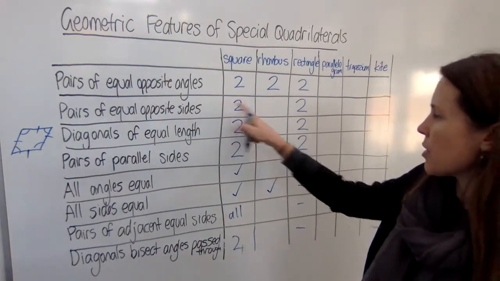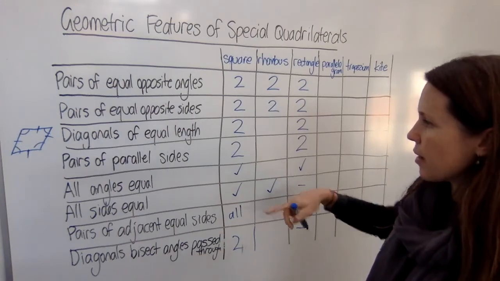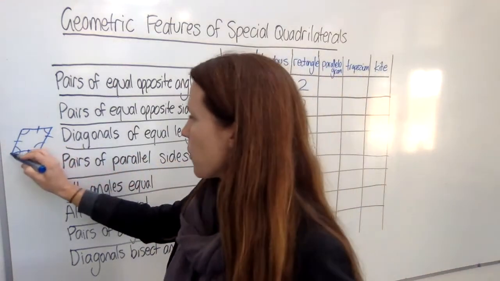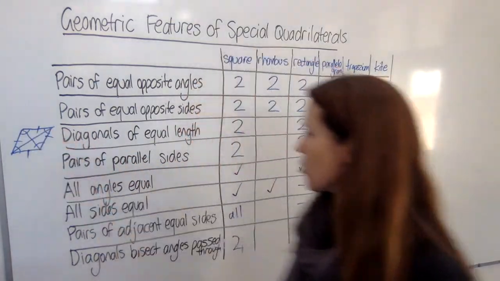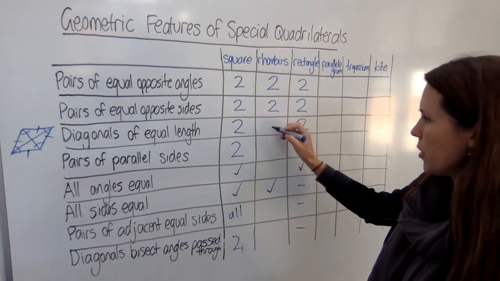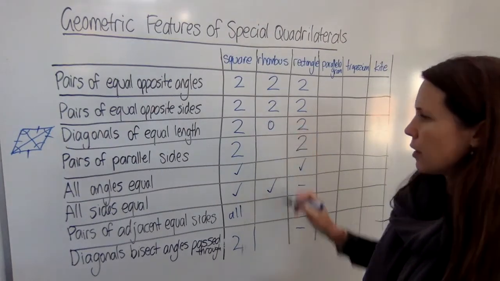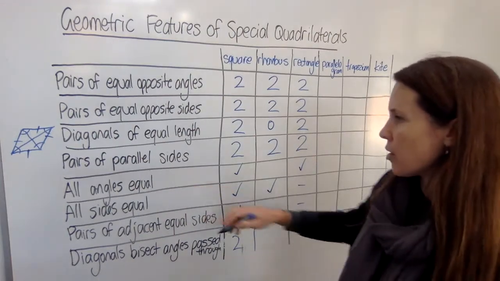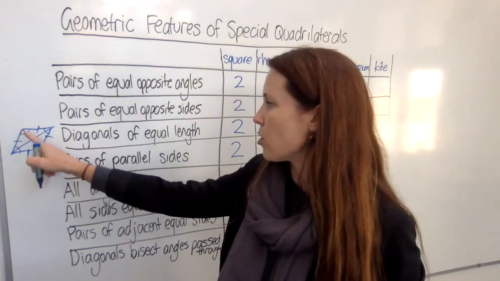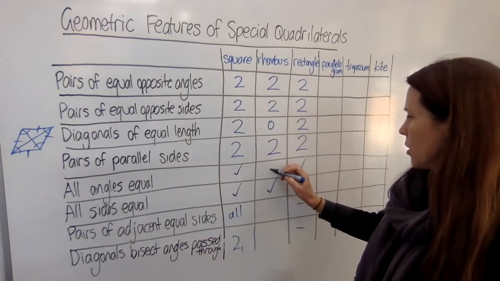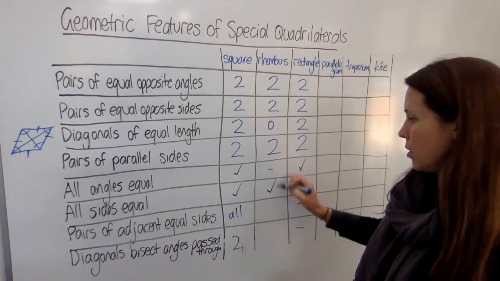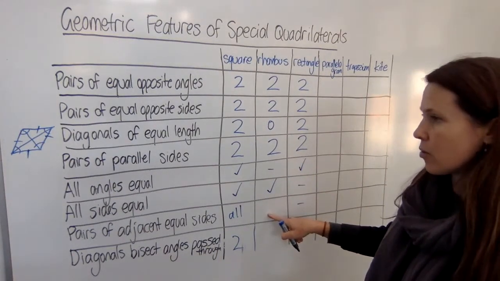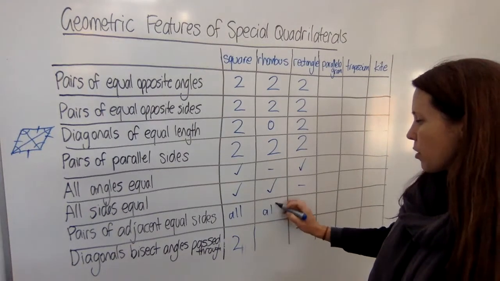Pairs of equal opposite sides, well yes, all the sides are the same. Diagonals of equal length, no. One's long and one's short. So, none. Pairs of parallel sides, it has two. All the angles being equal, no, we have two big angles and two small angles. So that's a no. Pairs of adjacent equal sides, well, yes, all of them, because they're all equal.